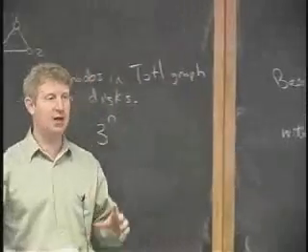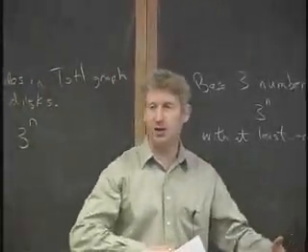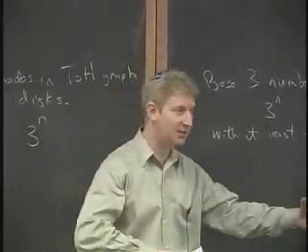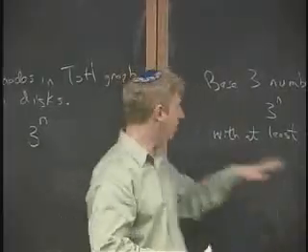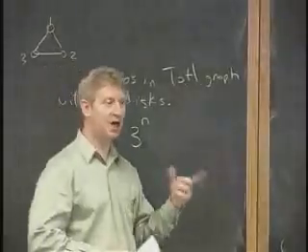The best way to try to count is to convert something to ANDs, because if you can convert something to ANDs, then you can use the multiplication principle. If this has to be true and this has to be true, then you just multiply the 2 possibilities together. So let's try to convert this to a problem with ANDs in it. And that's the complement idea.